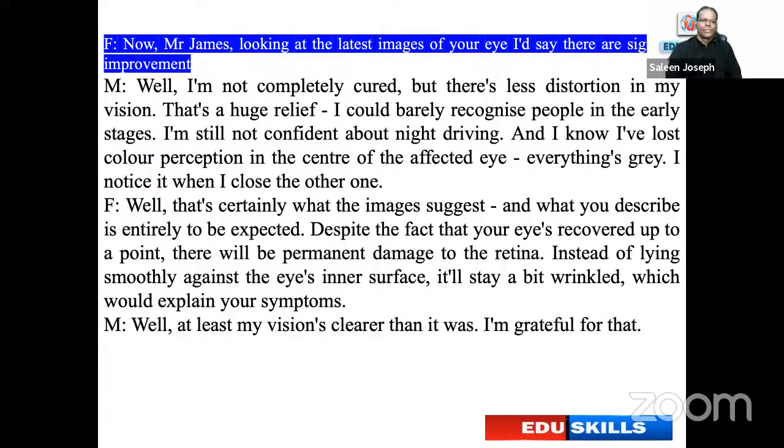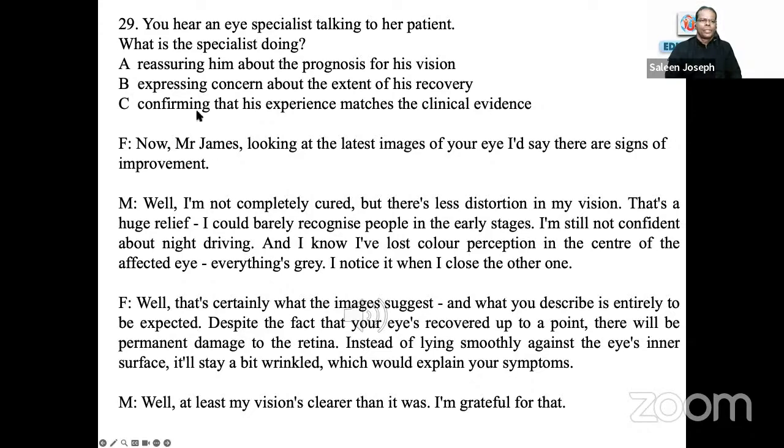So what were the options? The options were reassuring him about the prognosis for his vision, expressing concern about the extent of his recovery. There is no concern about his recovery because both of them are saying you have improved a lot. And confirming that his experience matches the clinical evidence. They say, well, that's certainly what the images suggest.